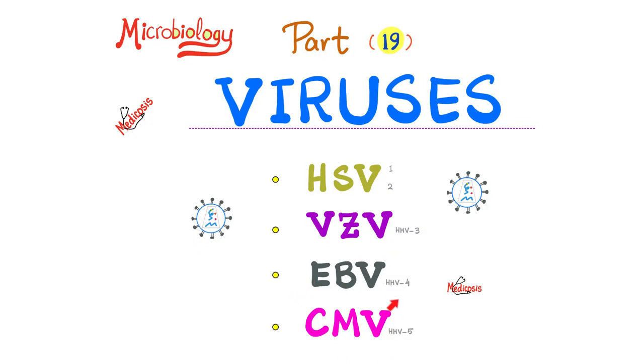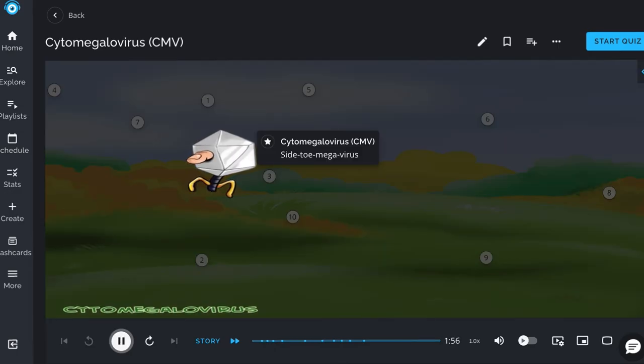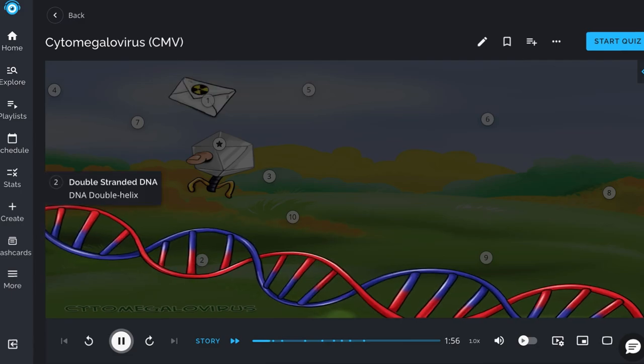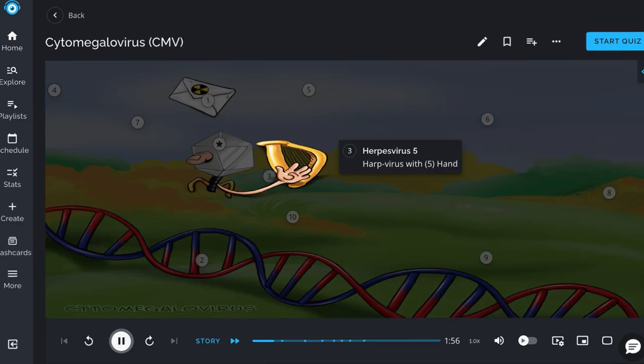And finally, cytomegalovirus. Cytomegalovirus is depicted in this Picmonic as the cytomegavirus. Commonly called CMV, cytomegalovirus is an enveloped, shown literally as the envelope, double-stranded DNA virus, the DNA double helix. It is also called human herpes virus 5, illustrated by the HARP virus with the 5 hand.